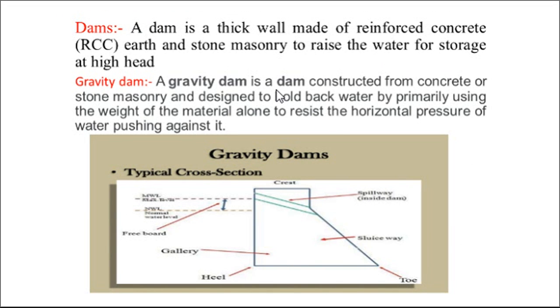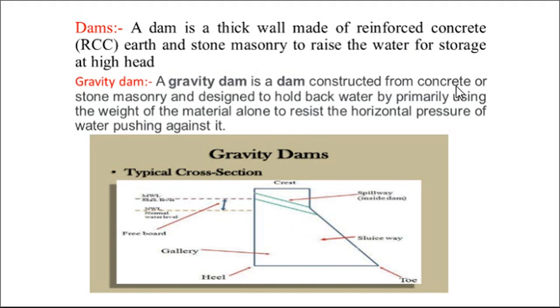Now different types of dams. A dam is a thick wall made of reinforced concrete, RCC, earth and stone masonry to raise the water for storage at height. Gravity dam. So this is a gravity dam.